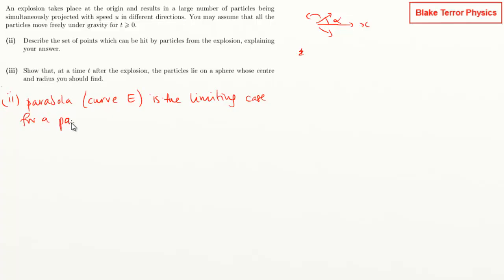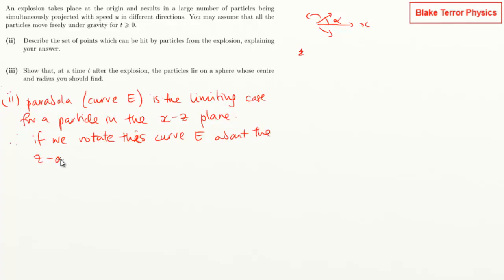for a particle in the xz plane. So therefore, if we rotate this curve E about the z-axis, we get a surface which is the limiting case for all vertical planes.